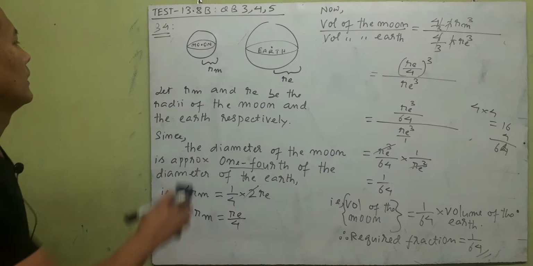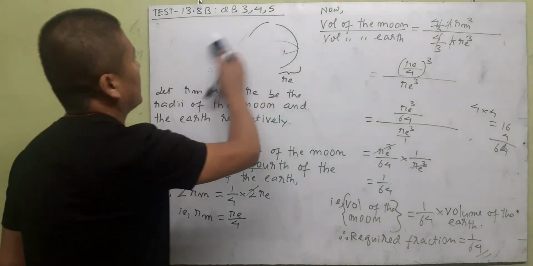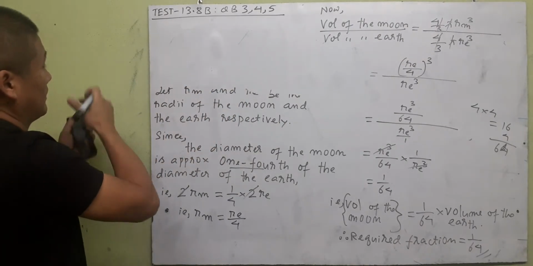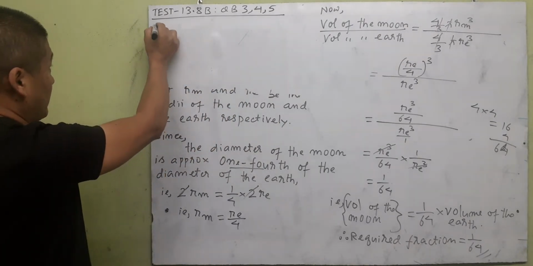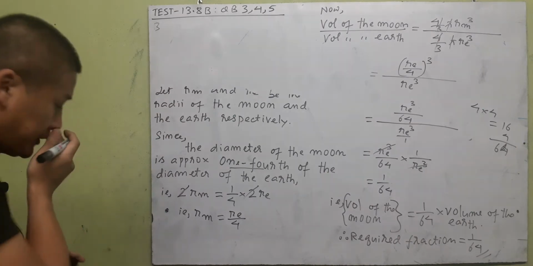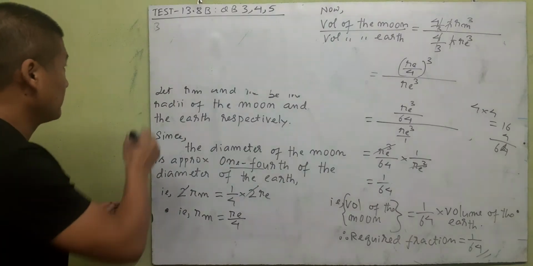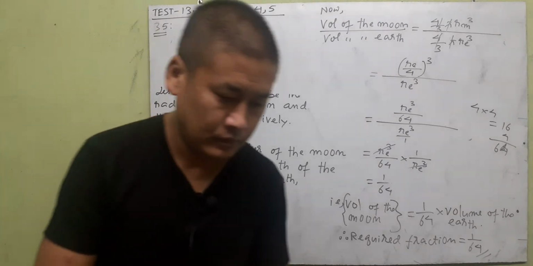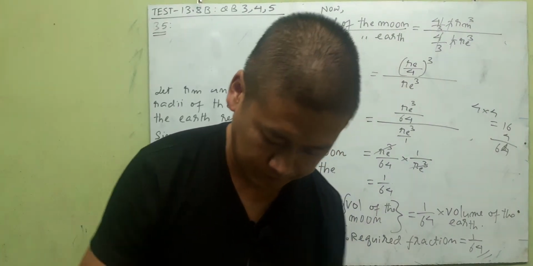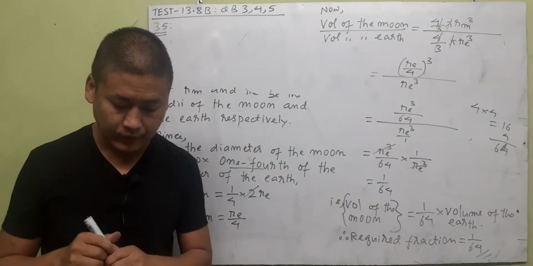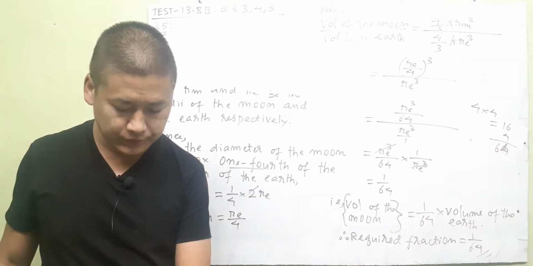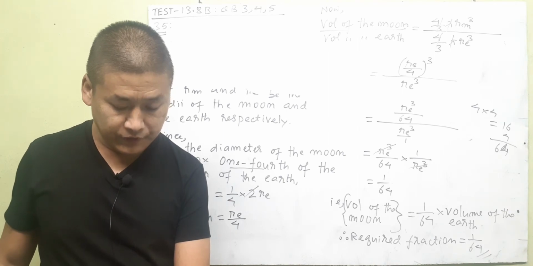Okay, so let's go to the last question, B5. Sorry, B5. Let's look there to the question and see what B5 says. How many liters of milk can a hemispherical bowl of diameter 10.5 centimeter hold?